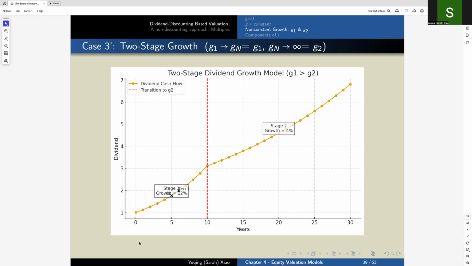Project dividends in the first stage, then calculate a terminal value at the start of the second stage, and discount everything back to today. This model is often used for young, fast-growing companies that are expected to eventually mature.